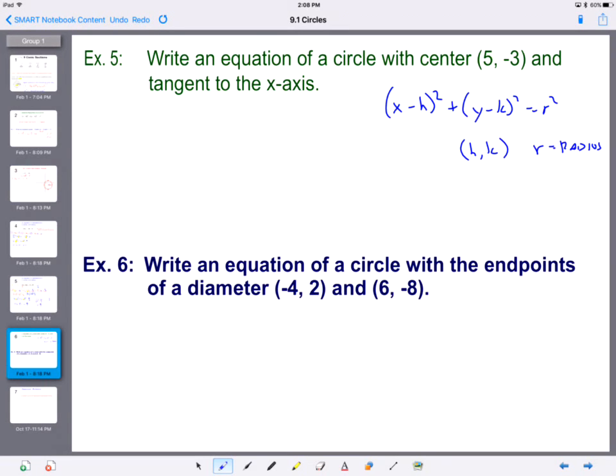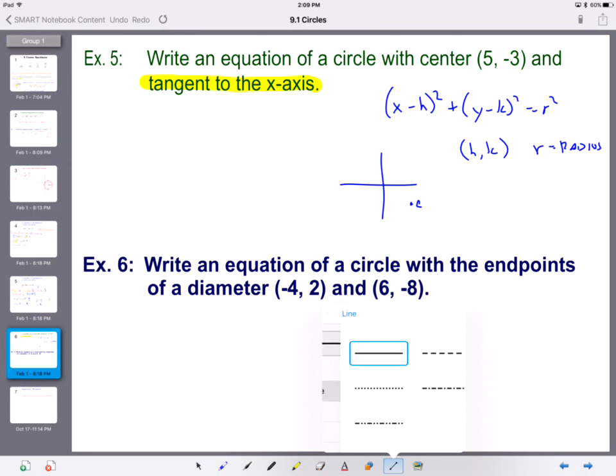So how are we going to find the radius? Well, what does this tangent to the x-axis mean? Maybe this goes back to geometry a little bit, but sometimes getting a nice little sketch of what's going on here will help you out. So the point 5, negative 3 is somewhere down here. That's the center of the circle. It's saying it's tangent to the x-axis. So tangent to the x-axis, tangent means that it touches at that one point. It just touches it, it doesn't cross through the circle. So what would that look like?